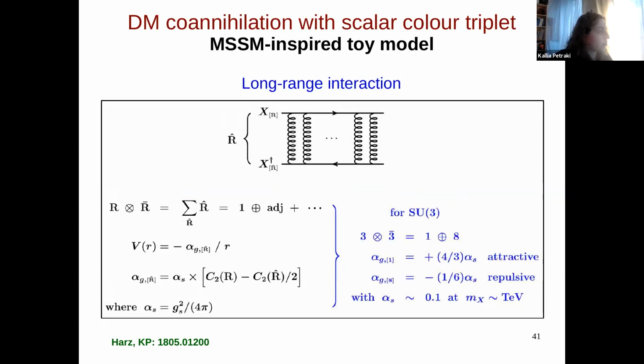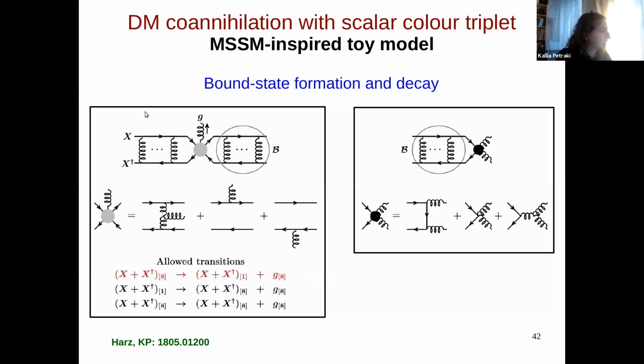So there is some group theory to be done here. So we have a triplet and anti-triplet interacting. This gives an SU(3) singlet and an octet. These two states have different potentials. One has an attractive potential, the other one has a repulsive one. The attractive one allows for bound states. So what can happen here is that a squark and an anti-squark pair can combine, emit a gluon and form a color singlet bound state, which can then decay into gluons via the standard processes via which also these particles annihilate.